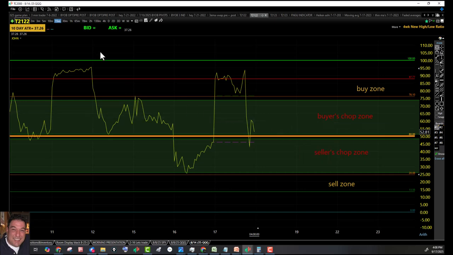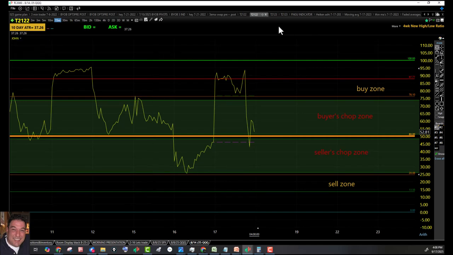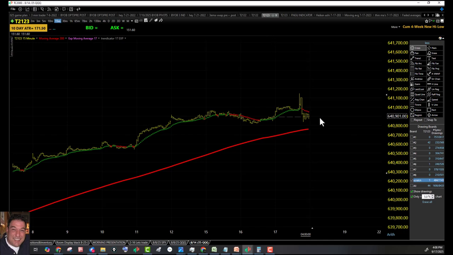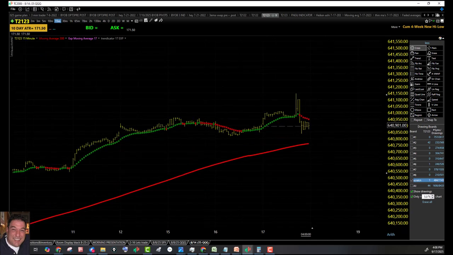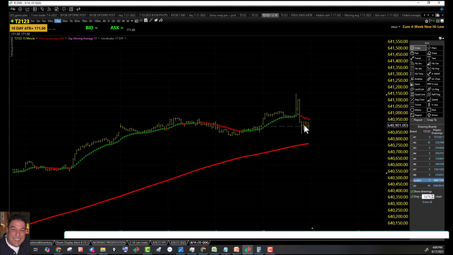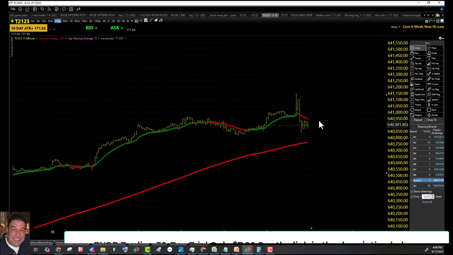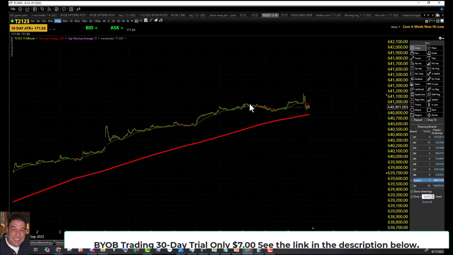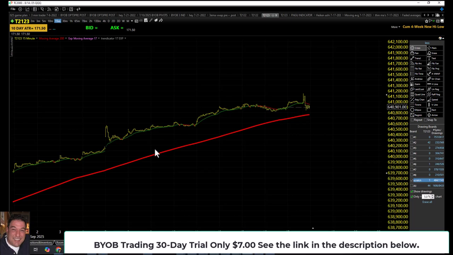That's T2122 right there. T2123, new all-time high for T2123 today. All in all, price action bullish. Okay, a little bullish gap up, and the bears filled the gap. There's a lot of volatility today at 2 o'clock. Okay, price action still holding the higher ground up there. Still up over the rising 200 SMA.